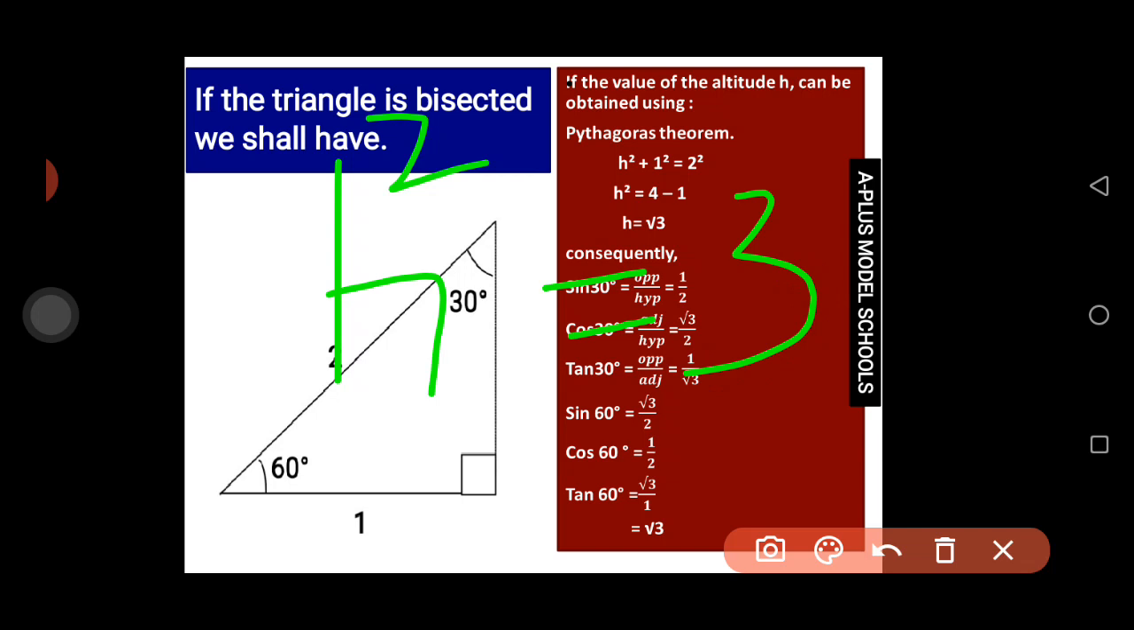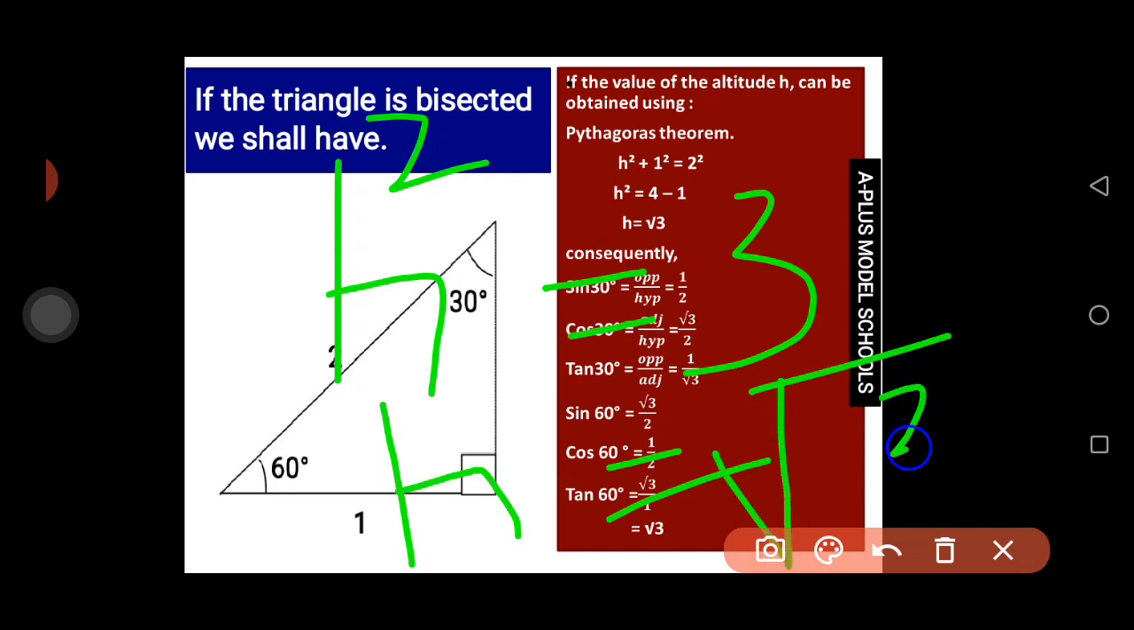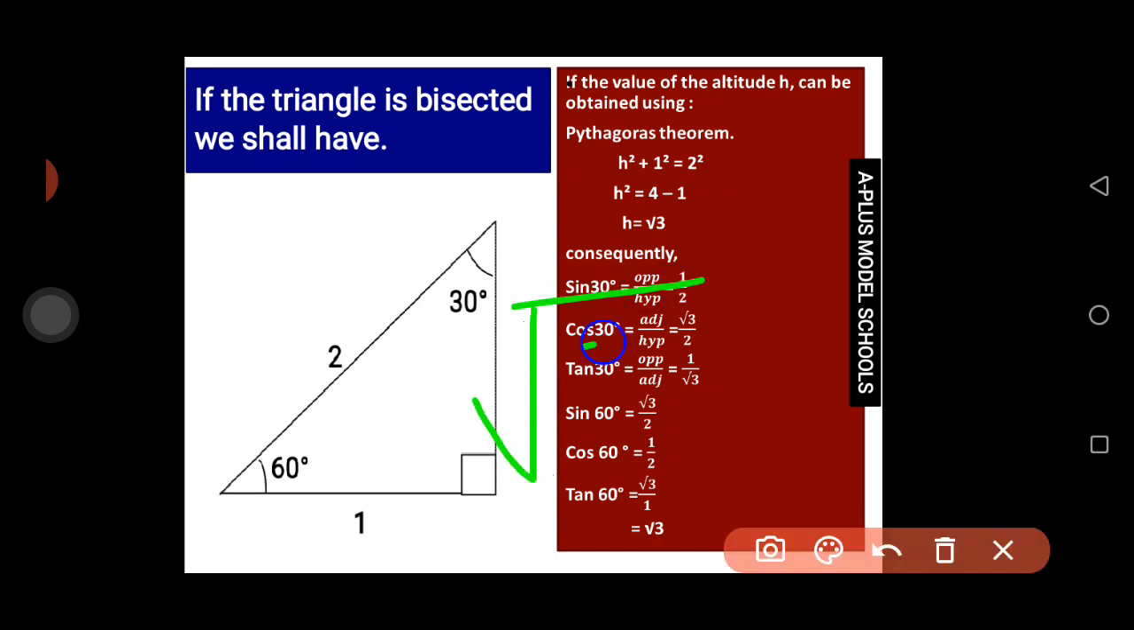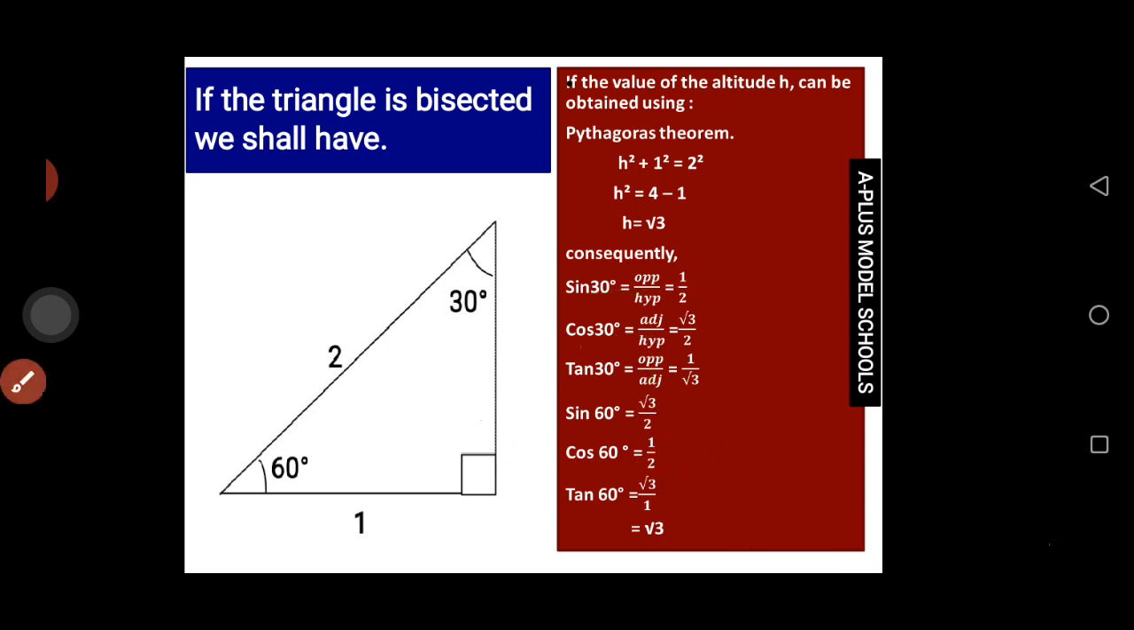So if I want to look for the value of my h, it will now be the square root of 3, which does not have a real value. So this is an irrational value. So my h is square root of 3. It means I have this side to be square root of 3.